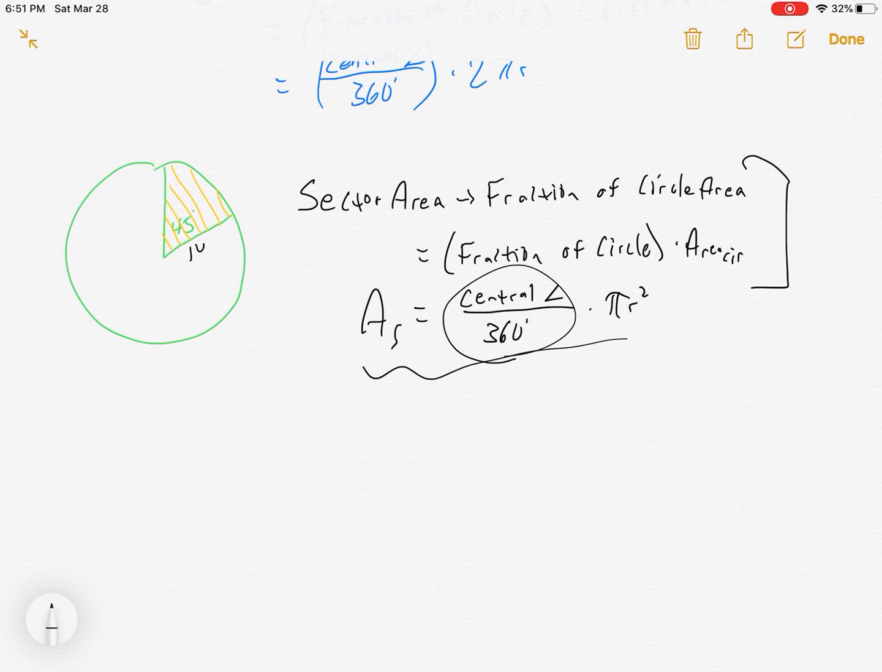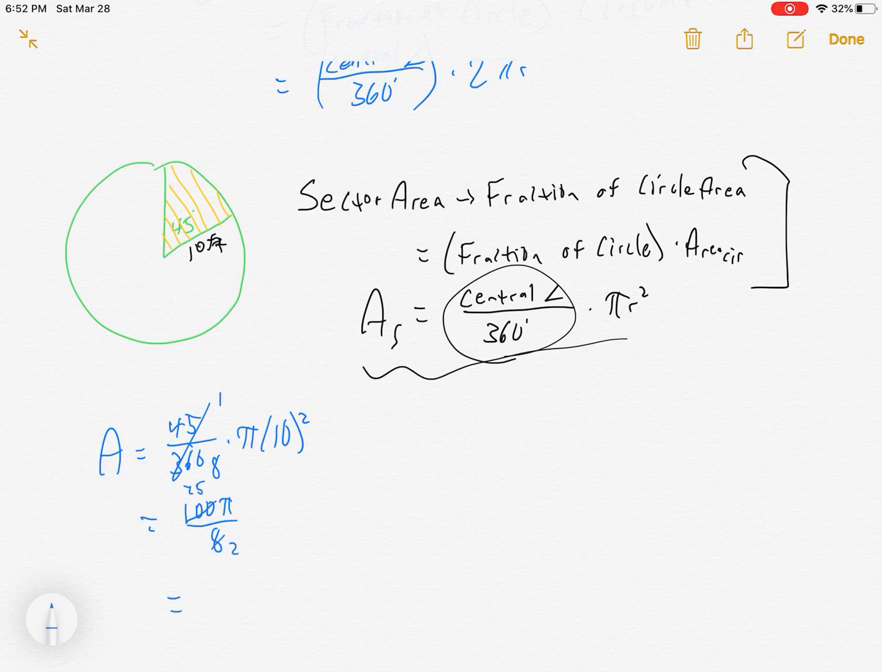So in this problem, let's say this is 10 feet. This is a big circle here, 10 feet. The area of this sector would be 45 over 360 times pi 10 squared. By the way, that's 1/8. So this ends up being 100 pi over 8, and what do you know? We can reduce this again. 4 goes into both of these, so we end up with 25 pi over 2, or 12.5 pi feet. And these units are squared. It is an area, so it is a square unit.